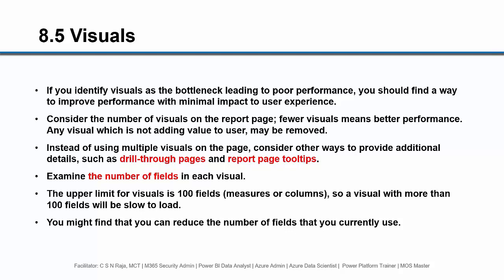Examine the number of fields in each visual. The upper limit for visuals is 100 fields, measures or columns. So a visual with more than 100 fields will be slow to load. You might find that you can reduce the number of fields that you currently use.